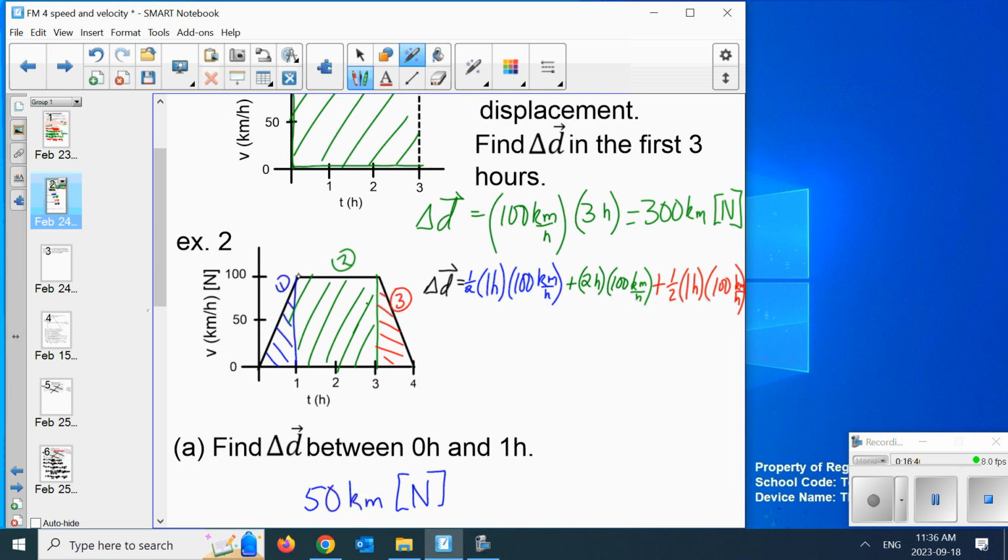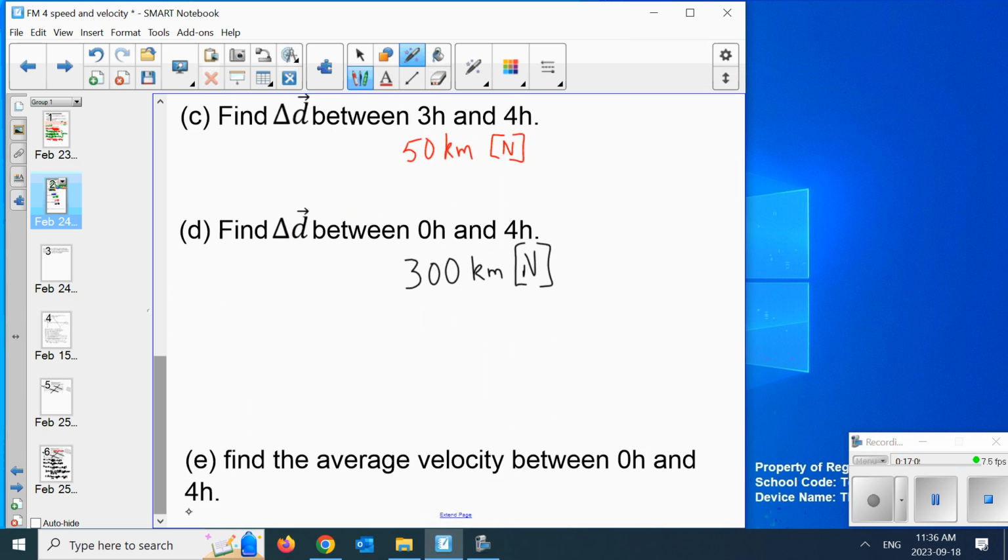Anyway, that's speeding up. Then you set your cruise control for 2 hours at 100. And then you take an hour to slow down from 100 down to 0. That's what that represents. They're never turning, they're always going north. That's okay. Velocity-time graphs are pretty abstract. So then, find the average velocity between 0 and 4 hours.